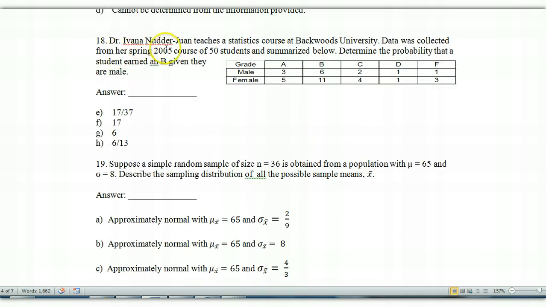Alright, Dr. Ivana Nutterwan teaches a stats course at Backwoods University. We want to determine the probability from this data set a student earned a B given they are male. Earned a B given they are male. Alright, so first thing we need to do is determine how many males there are. So there's 6 and 3 is 9, 11, 12, 13 males. And how many of those males earned a B? 6. So 6 out of 13 is our answer, which is H for some reason.